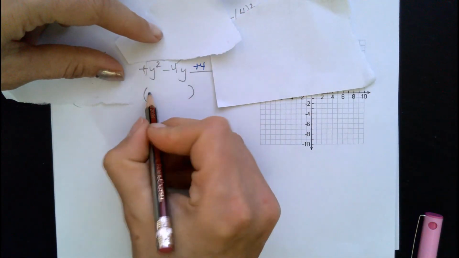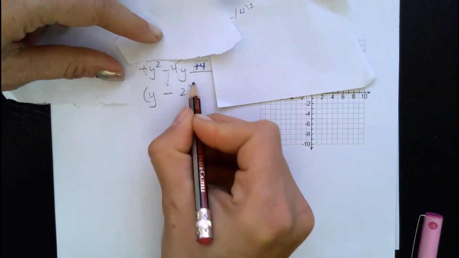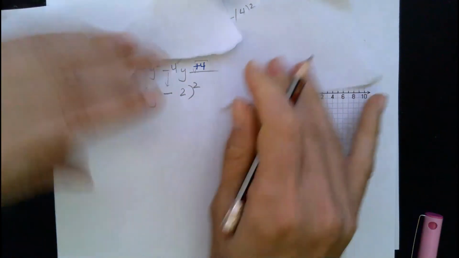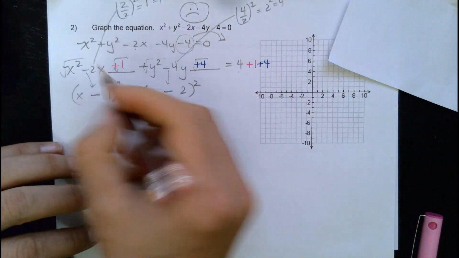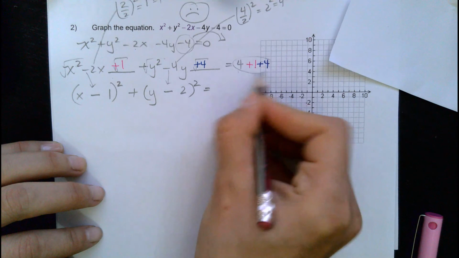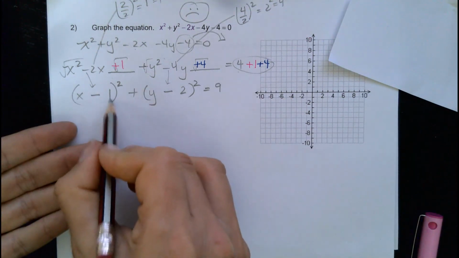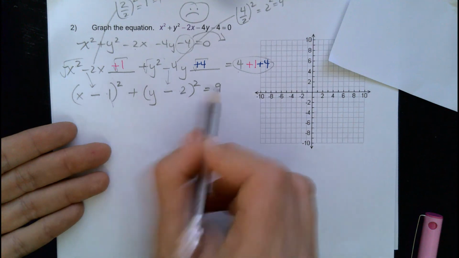Take the square root of this, the square root of this, because it's minus. There, I factored it. That's why we put it as a perfect trinomial, because it's easy to factor. And then this is 9. So now this is in the center radius form.